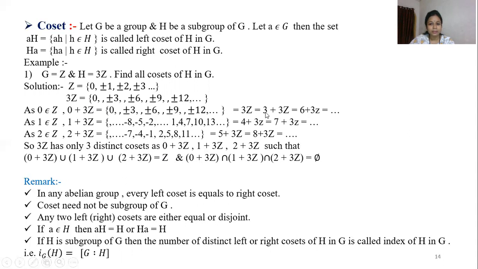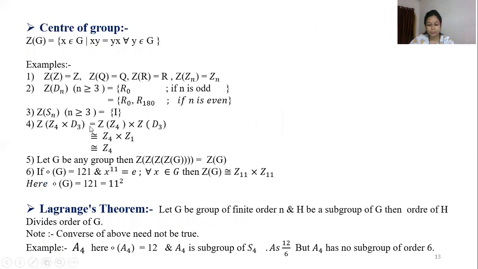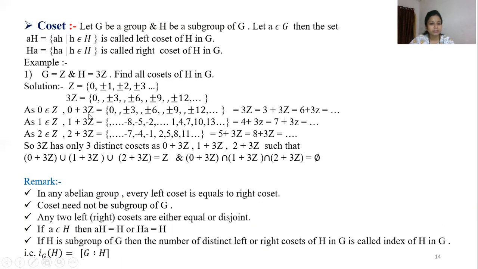Here I am taking one coset 3 plus 3Z and another coset 0 plus 3Z, both are equal. And if I take two cosets 0 plus 3Z and 2 plus 3Z, both are distinct. Means any two cosets of H in G are either equal or disjoint. See, a coset need not be a subgroup. Question arises: previously we have seen the center of a group is a subgroup of G, rather an abelian subgroup. Whether a coset is a subgroup, not necessarily. A coset need not be a subgroup.